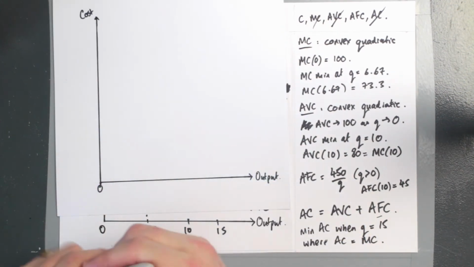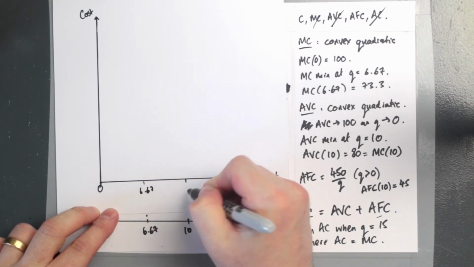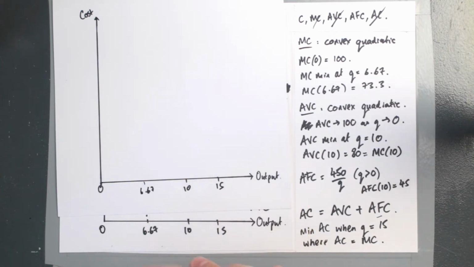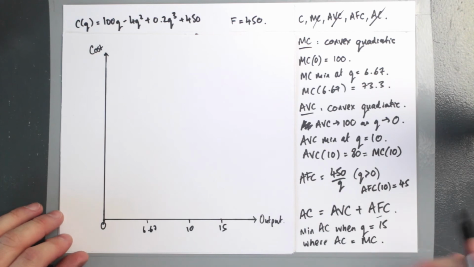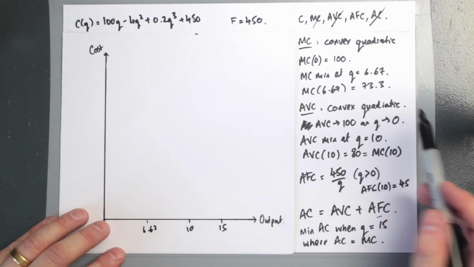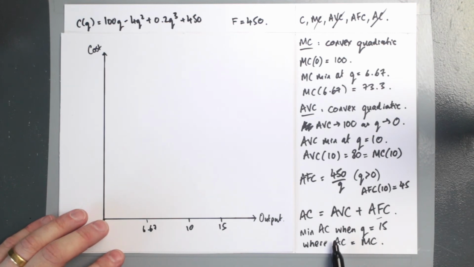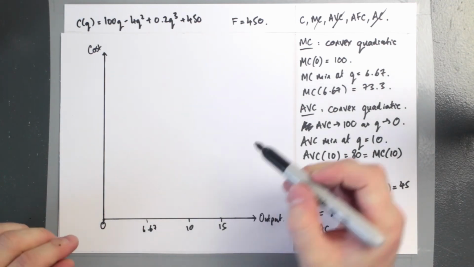So let's just mark in our points. We said 6.67 was interesting. Something interesting happened at 10 and something interesting happened at 15. Okay, so they might be useful. So at 15 was where, when output is 15, average cost is minimized.